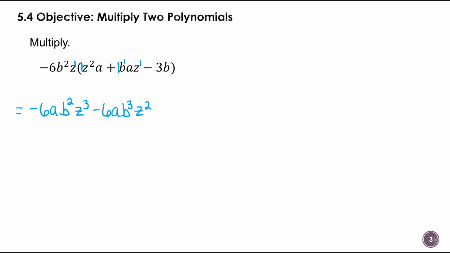Okay. On the last one, for my distributing, I have negative 6 times negative 3. All right, because I'm taking the term times negative 3b. So negative 6 times negative 3 is 18. B squared times b to the first would be b to the third power, because I add those b's. And then I keep the z. And then just double check, right? Because there's a lot of variables here, and you don't want to make any mistakes on your exponents. And then also remember that if you didn't put them exactly in the same order, it's okay.